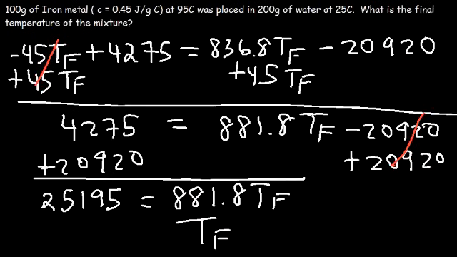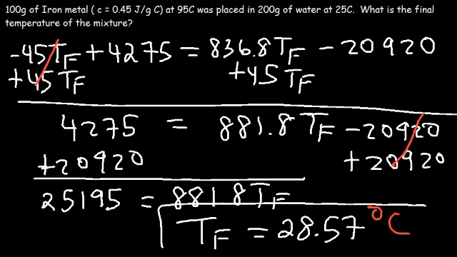gives you a final temperature of 28.57 degrees Celsius. So that's how you can find the final temperature when you mix two substances together at different temperatures. You need to know the specific heat capacity for each of them, and then you can solve it using the process that we just worked through.